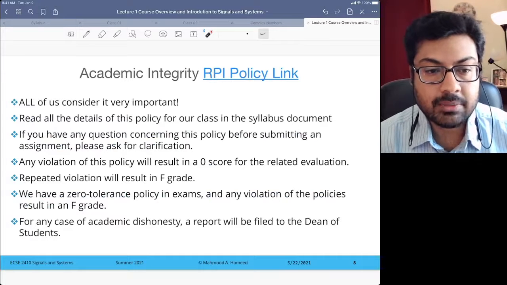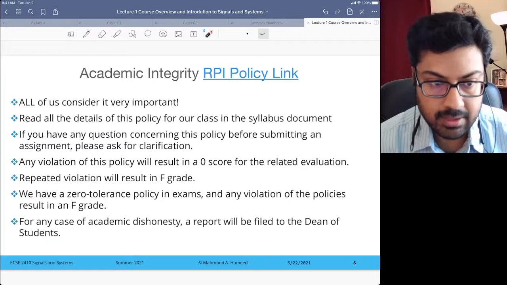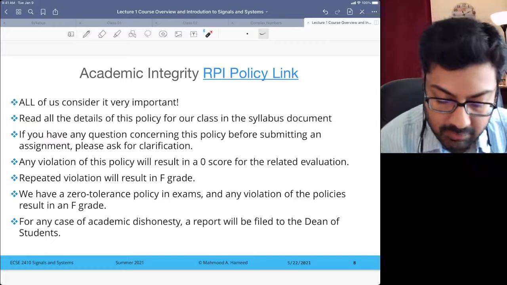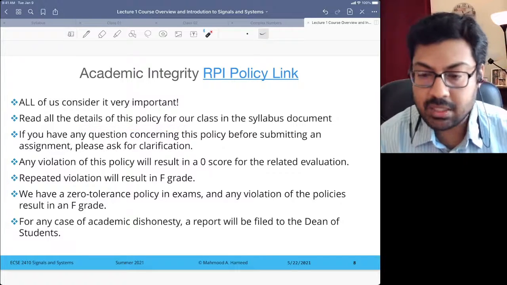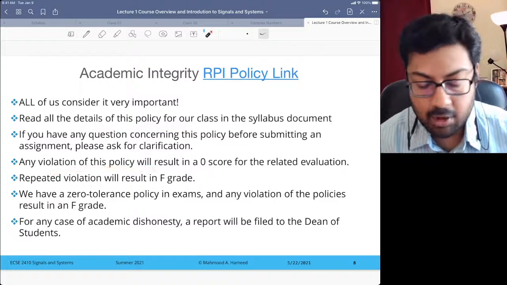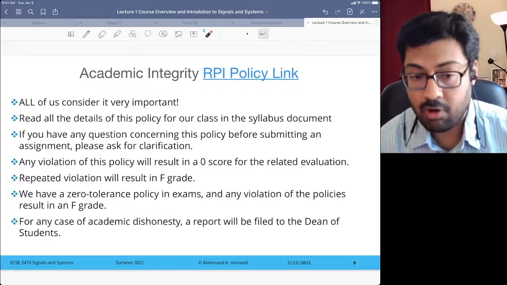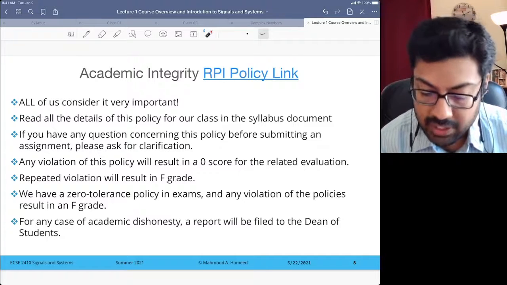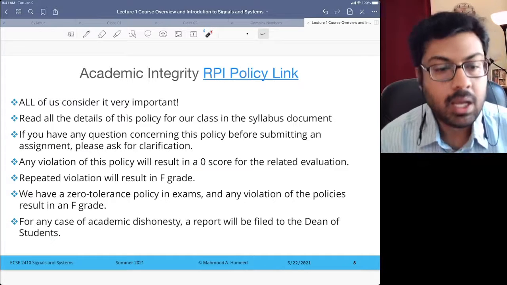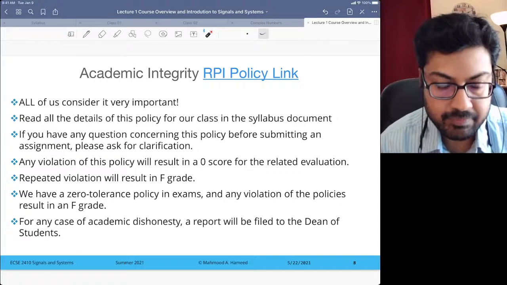All right, academic integrity, which is a very, very important thing to consider for all of us, right? If you go and look at the syllabus document, you can read all of the details about this policy. In general, any violation of copying or plagiarism that is noticed by the TAs or by me, if it is on a homework, is going to result in a 0 score for that particular evaluation for the first time. If it is repeated, then it is going to result in a failing grade for the class.